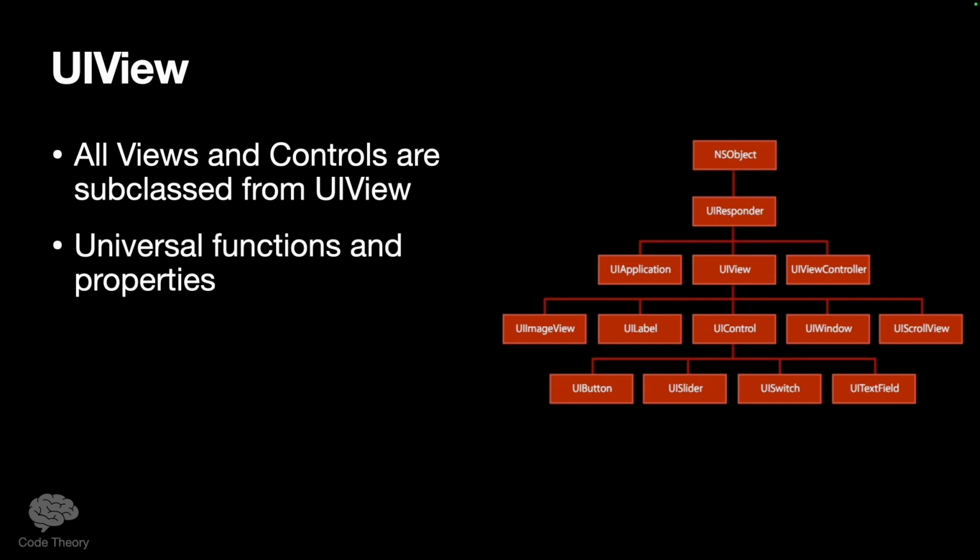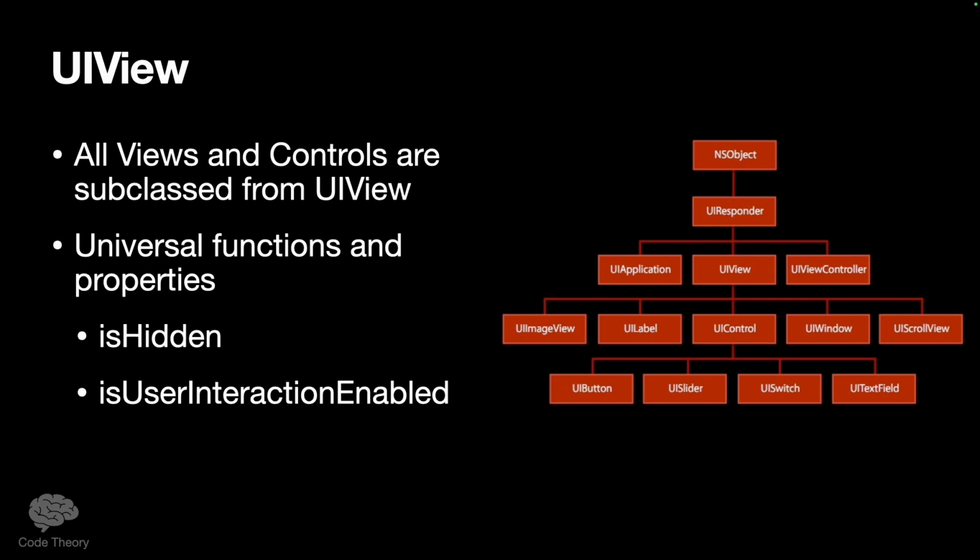So basically all UI views come with a number of functions and properties that are very, very useful, such as isHidden. This is a Boolean property that if you set to true, hides your view. If you set it to false, your view draws. It's that simple. Is user interaction enabled? This is another Boolean property. As I mentioned before, for every single type of UI view, you can set user interaction enabled to true.